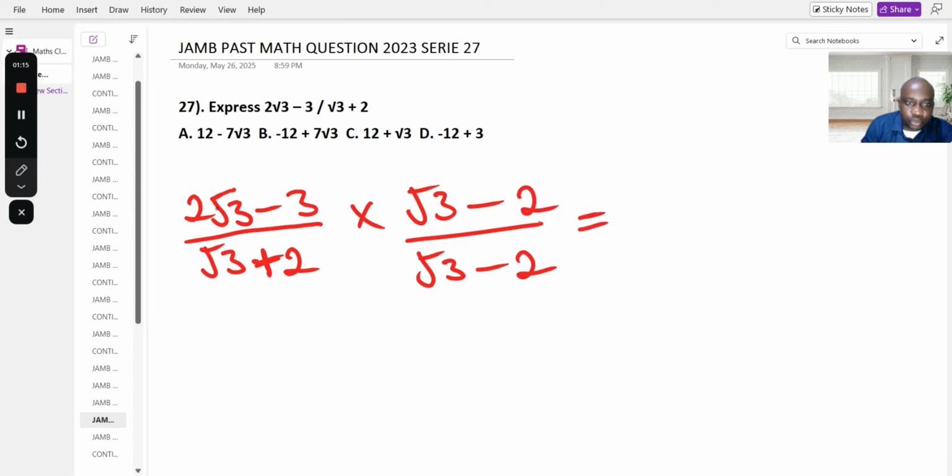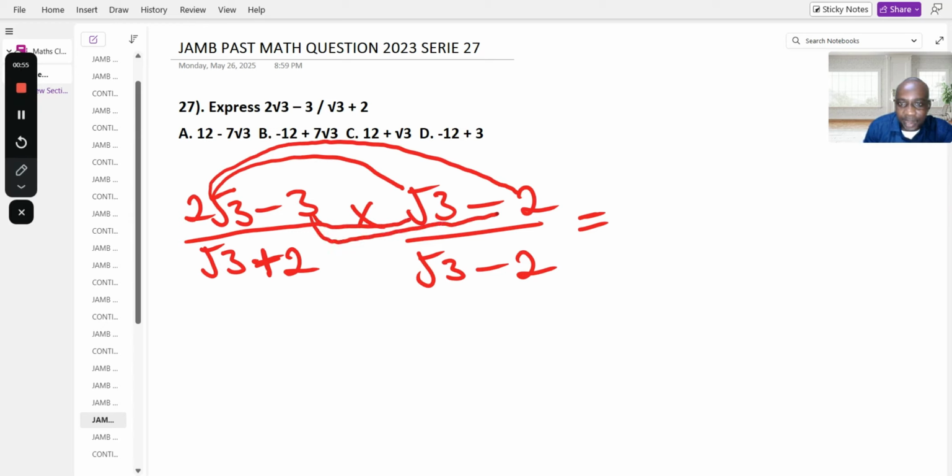You multiply this one by this, this by this, and this by this. Let me draw it. This one multiplied by this, and this one multiplied by this, and this one multiplied by this. Therefore, square root of 3 multiplied by square root of 3 is going to give us square root of 9. What is square root of 9? Square root of 9 is going to give us 3. Let me write it out as square root of 9, so we change it later.